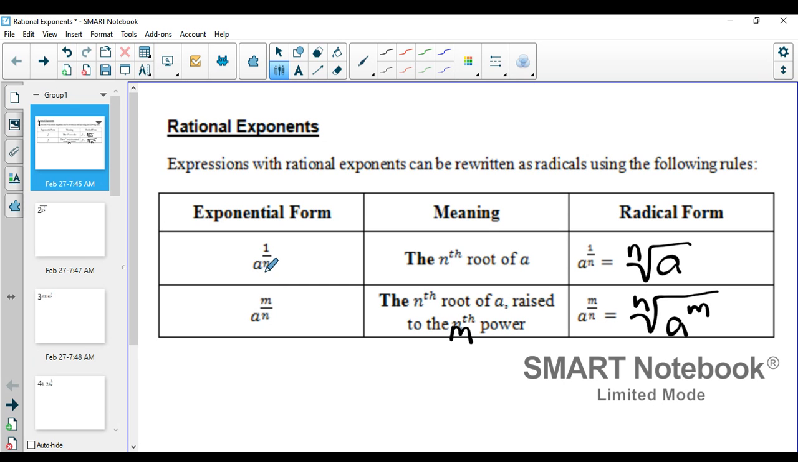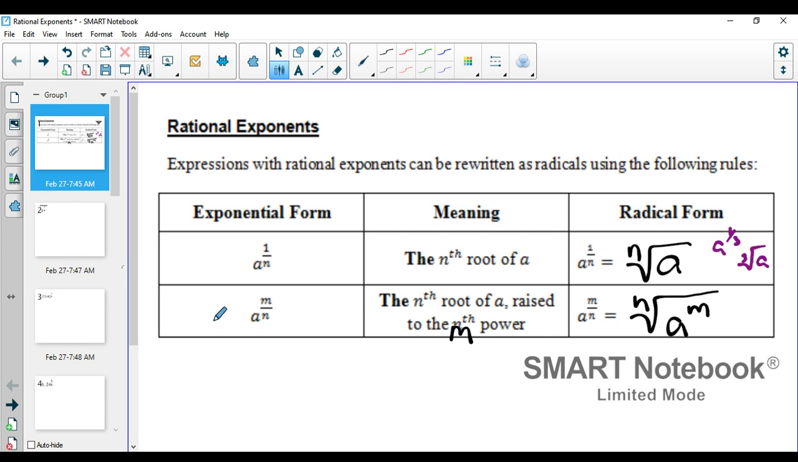In exponential form, if it's a to the 1 over n power, this means it's the nth root of a. So a to the 1 over n power equals the nth root of a. If it was like a to the 1/3, it's the cube root of a.